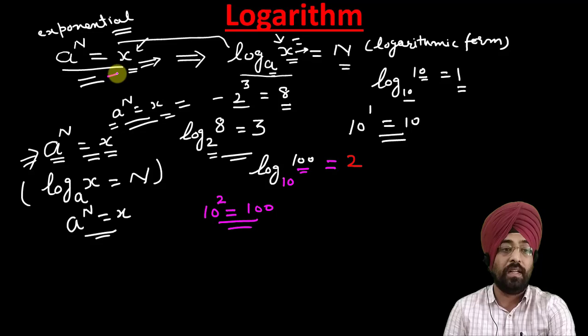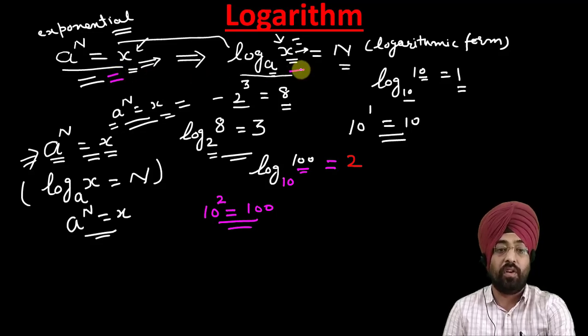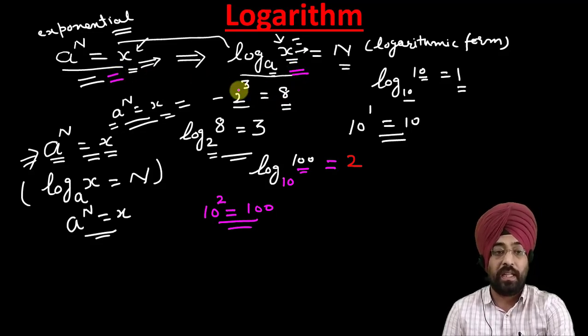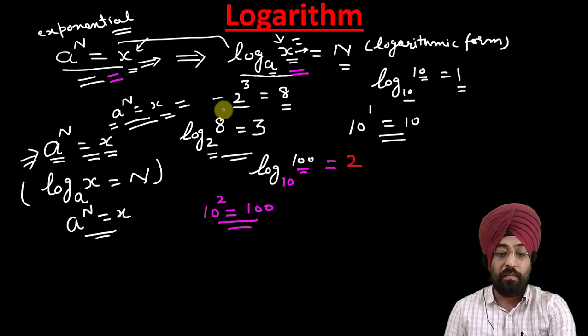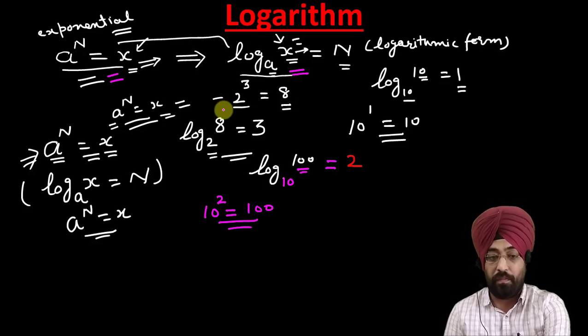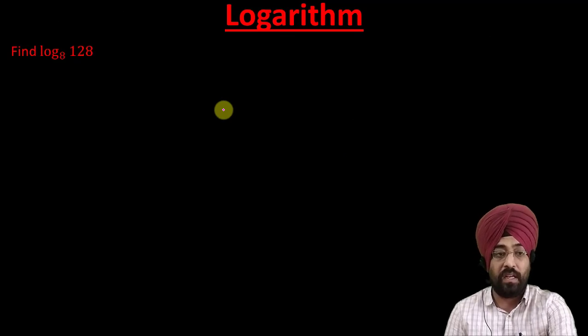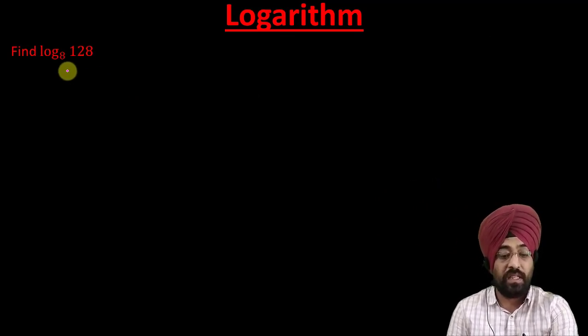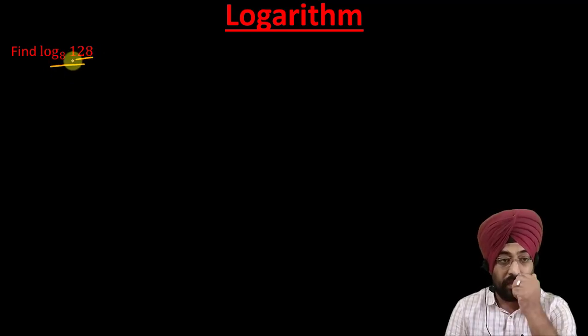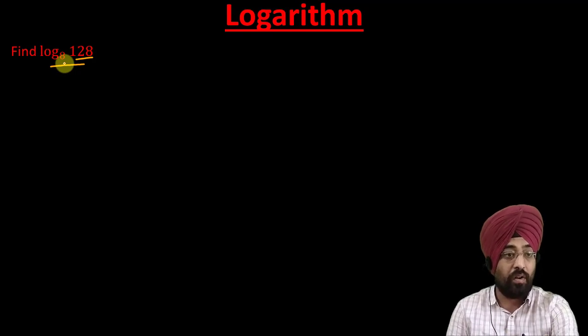This is called exponential form, this is called logarithmic form. Both are equivalent, you can write in any form, both mean the same. Now let us do some examples based on this, then you can learn this. Now the first question says: find log of 128 with base 8. This 8 which is in subscript is called the base, so we read it log of 128 with base 8.